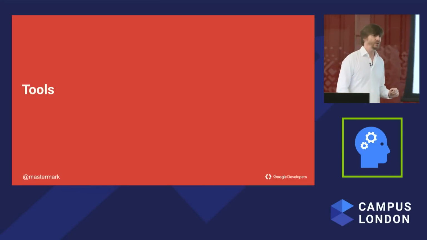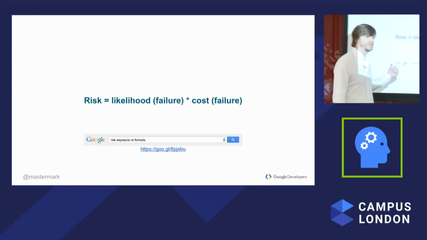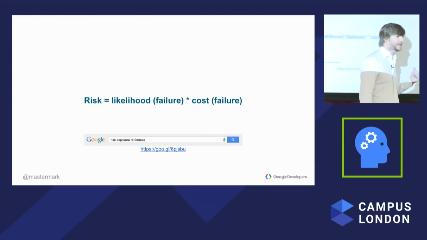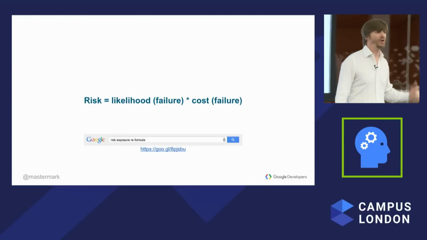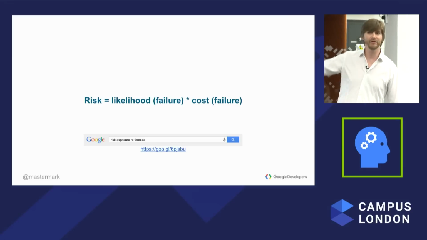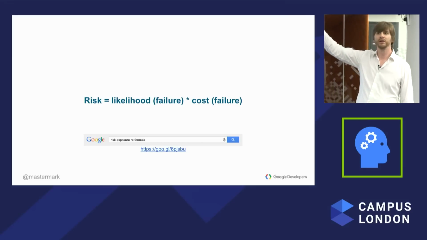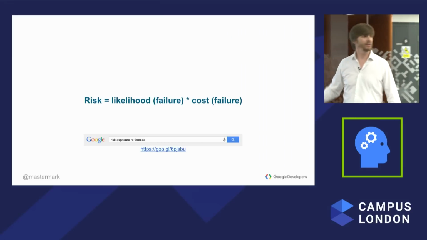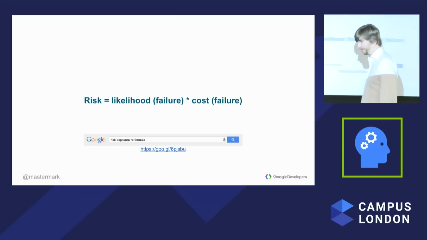So let's talk about some tools that can help you do that. This is going to look really boring. I'm going to try to make it less boring, I promise. This is a thing called the risk exposure formula. Have you ever heard of it before? One hand. Wow, 2 hands. 3 hands. Wow, that's 3 more than usual.